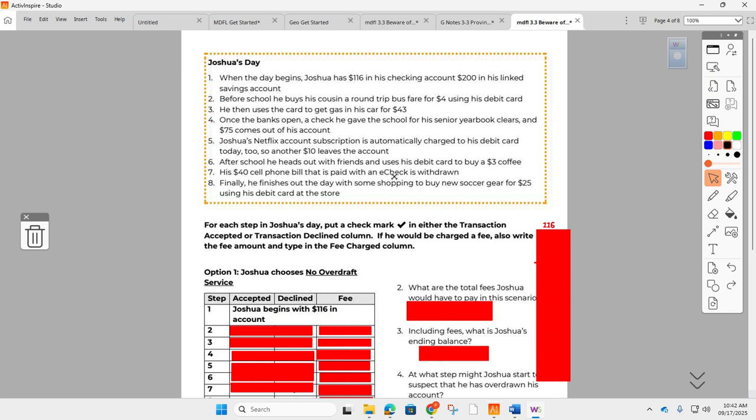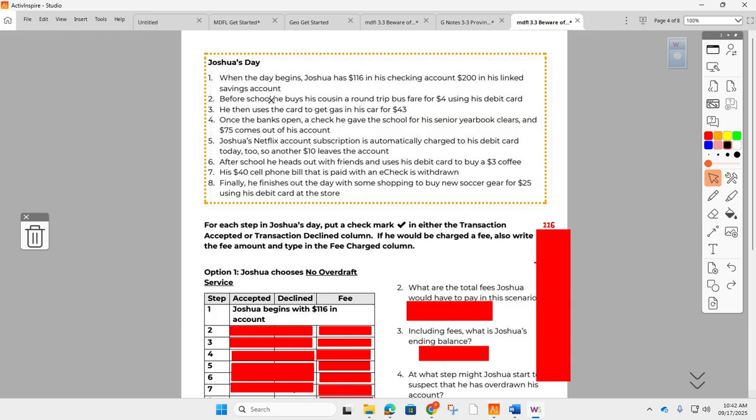Okay, so we're starting with option 1. It says for each step in Joshua's day, put a check mark in either the transaction accepted or transaction declined column. If he would be charged a fee, also write the fee amount and type in the fee charged column. So these are our steps. That's already filled in. We're going to look at step 2.